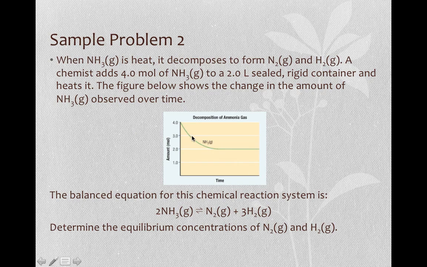So in sample problem 2, it says when NH3 is heated, it decomposes to form N2 and H2. A chemist adds 4 moles of NH3 to a 2.0 liter sealed rigid container and heats it. And then the figure below shows the change in the amount of NH3 observed over time. Here we see our moles and our time. The balanced equation for this reaction is 2NH3 yields N2 and 3H2. And we want to solve for the equilibrium concentrations of N2 and H2.